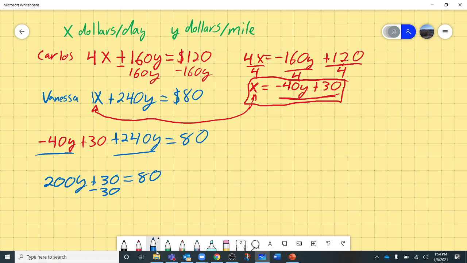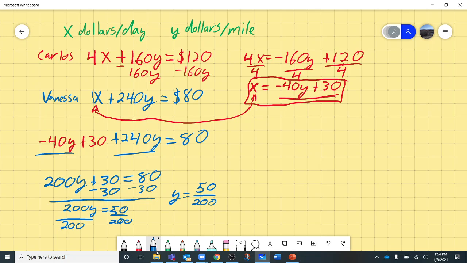Subtract our 30 from both sides, and we get 200y equals 50. And finally, we're going to divide both sides by 200, and y equals 50 over 200. Well, I can cancel out that 0, and that's 5 over 20. Both of those are divisible by 5, so 5 divided by 5 is 1, and 20 divided by 5 is 4. So y equals 1/4. Okay, so that's what we figured out so far. Y equals 1/4.